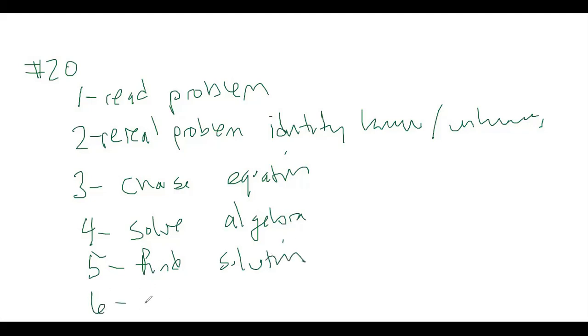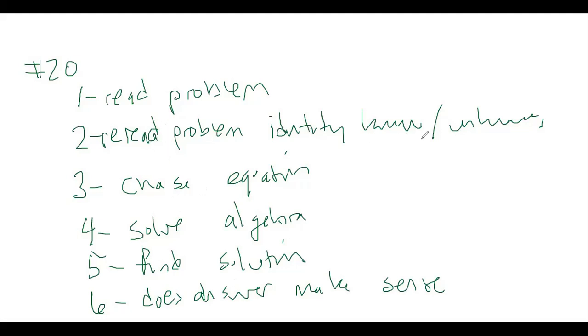And 6, does the answer make sense? So those pretty much are our 6 steps. I don't think I got them exactly the same as the PowerPoints, but we always read the problem just to give us an idea of what we're talking about. 2, we reread the problem and identify the knowns and unknowns. So we write down our variables.